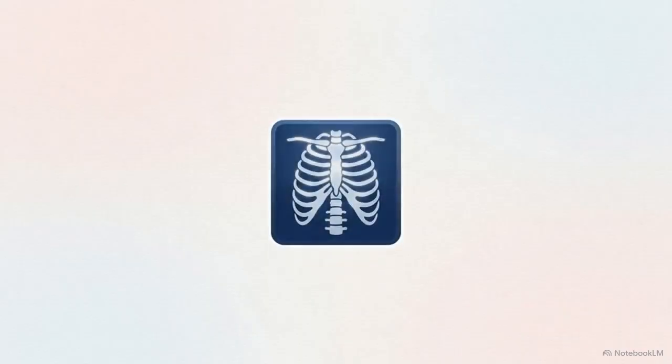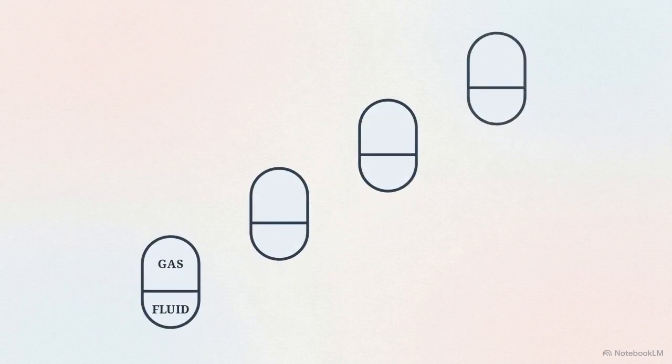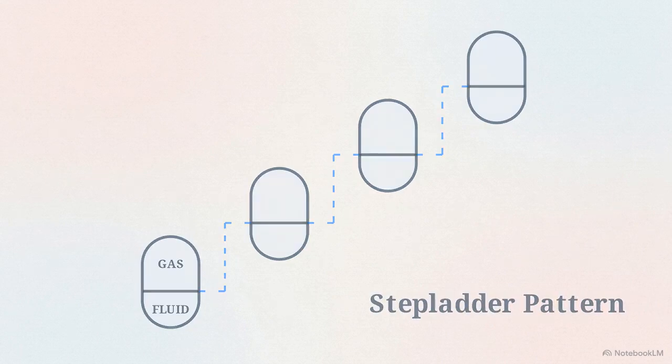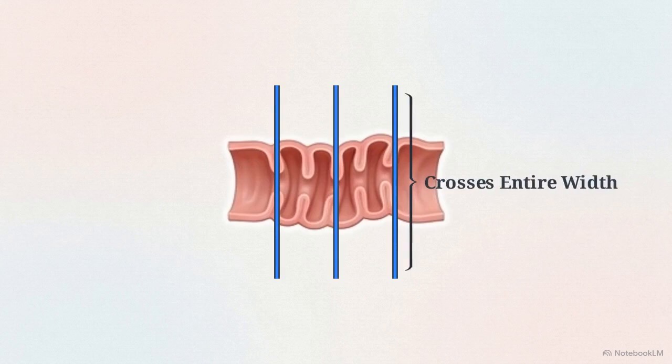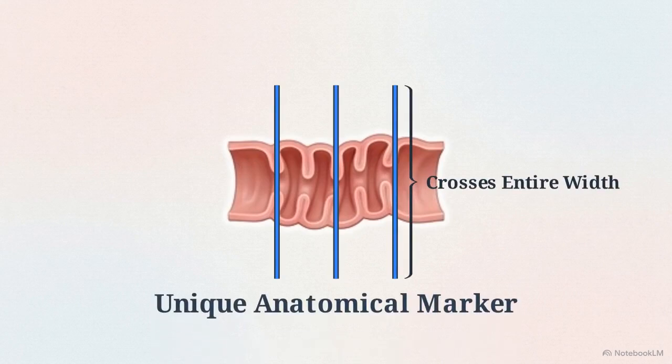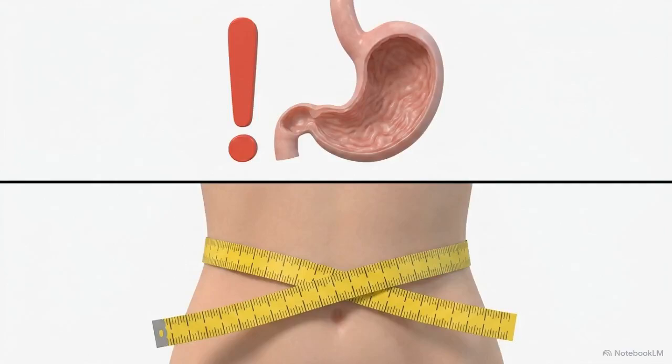This diagram represents a small bowel radiograph. Erect and supine films reveal dilated bowel loops and multiple air fluid levels, forming a distinct stepladder pattern. These lines, the valvulae conniventes, cross the entire width of the small intestine, serving as a unique anatomical marker. Proximal blockages create dramatic upper GI symptoms early on, while leaving a small physical footprint.